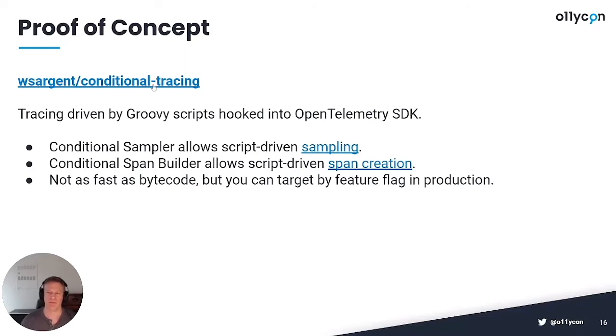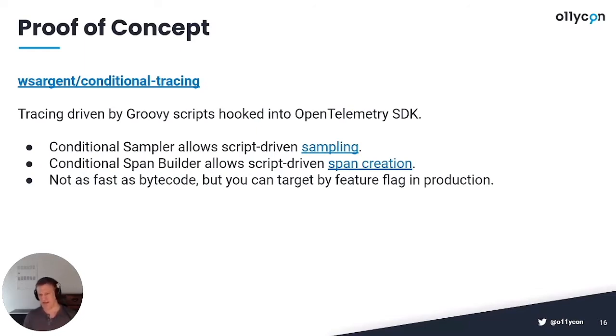And if you go to GitHub, GitHub has it available as Sargent conditional tracing. And the tracing is an OpenTelemetry SDK hook that is driven by Groovy statements. So there's two systems that I've implemented. One is a conditional sampler, which allows you to say, yes, I want to sample the span, or no, I don't want to sample the span. And then there's a conditional span builder, which allows a script to determine whether you're going to create a new span or just return span.current.